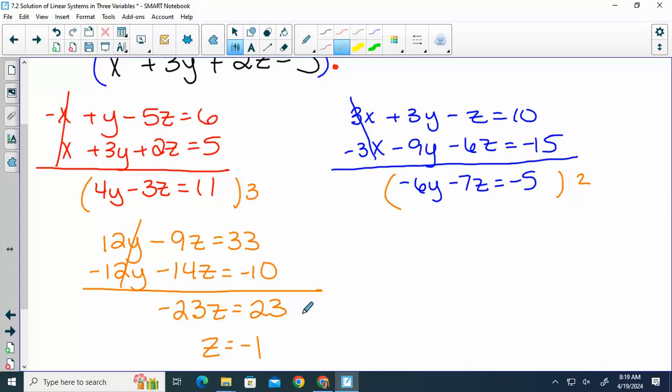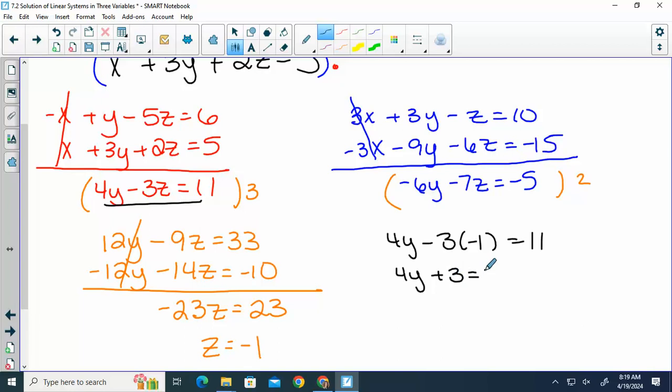So then we now know our z, so we plug that back into one of these two, doesn't matter which. If I went with that one, we have 4y minus 3 times negative 1 equals 11. So 4y plus 3 equals 11. So 4y is 8, which means y is 2.